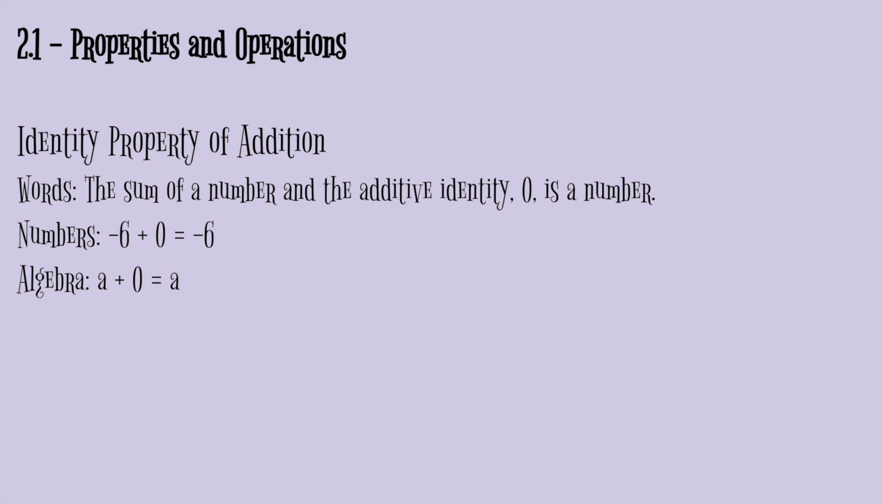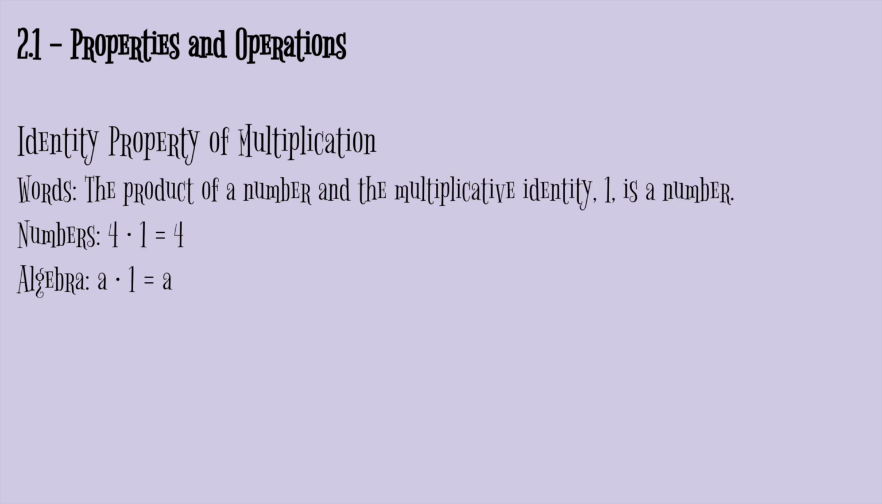Sixth, the identity property of multiplication is the product of a number and the multiplicative identity 1 is the number. Numerically, 4 times 1 is equal to 4. Algebraically, A times 1 is equal to A. Now let's move on to some example problems.